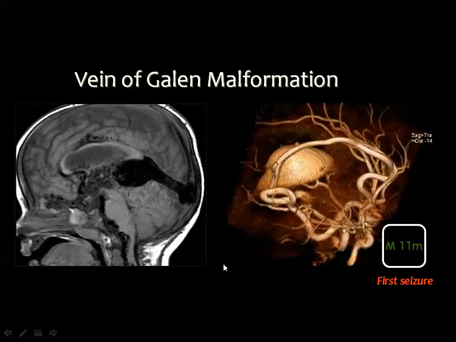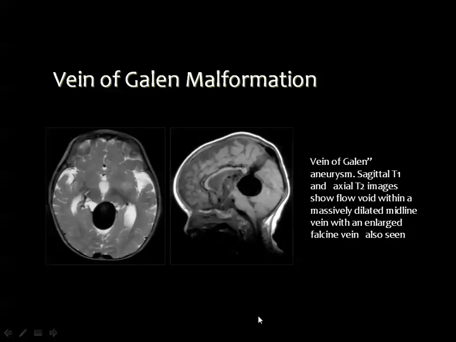And also here in this 11 months old male child presenting with seizures, you can see the abnormal aneurysmally dilated structure and also the dilated straight sinus draining this abnormality. Another appearance of a vein of Galen malformation, aneurysmally dilated structure in the quadrigeminal cistern showing the signal void in all bulk sequences in the T1 and in the T2 weighted image.